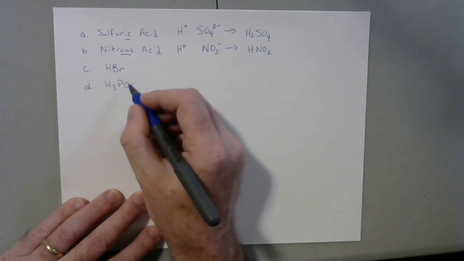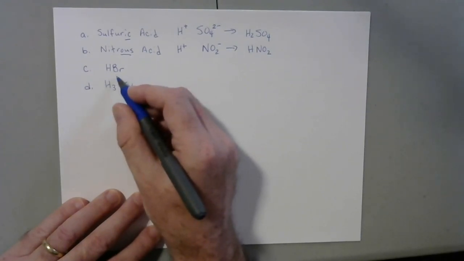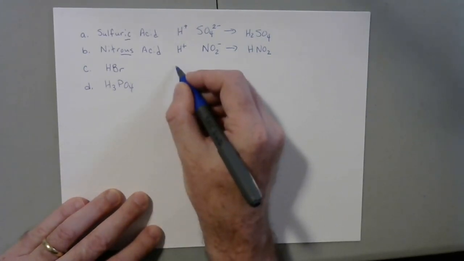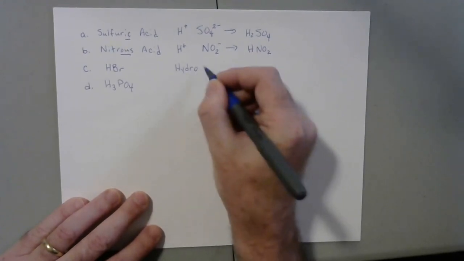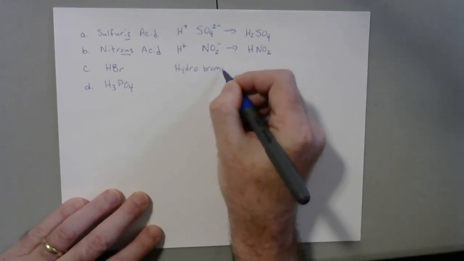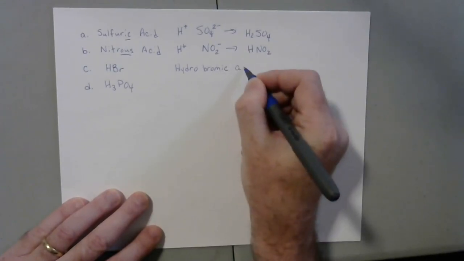HBr, now we're going from formula to name. That's a monoatomic ion, that's bromide. So if it's bromide, we're going to have a hydro prefix, so it's going to be hydrobromic acid.